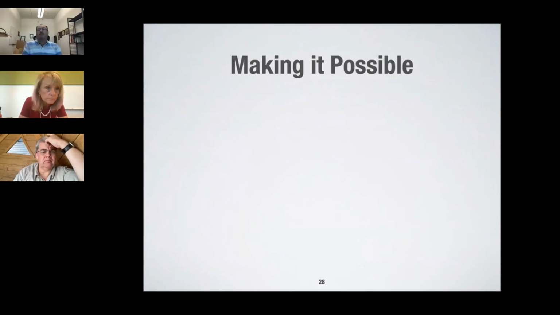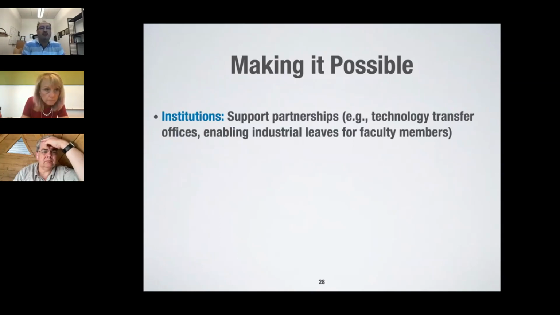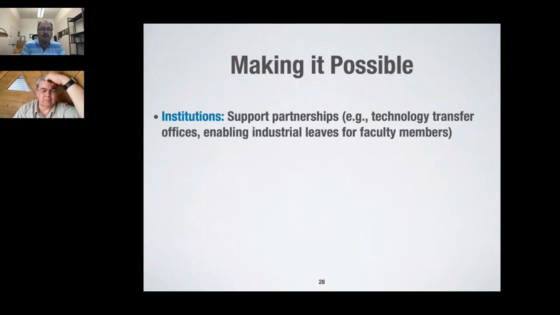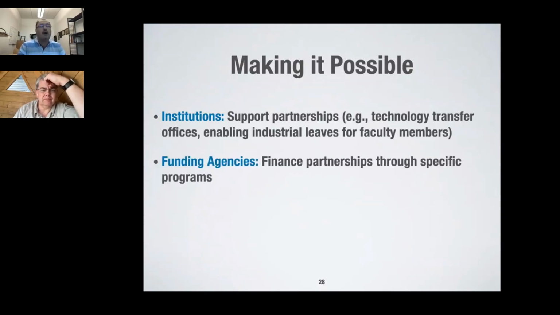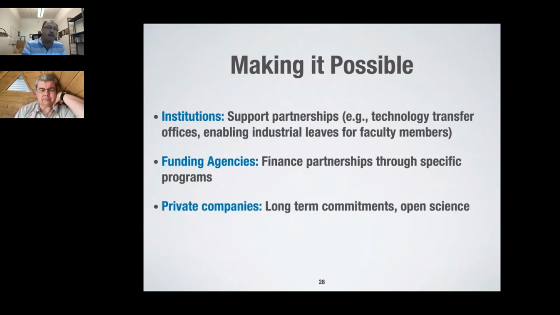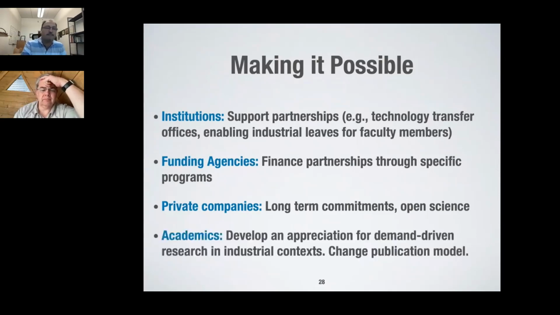But to promote such a research model, everyone has a role to play. Institutions need to support such partnerships through technology transfer offices by enabling industrial leads for faculty members and other things. Funding agencies need to support such activities through specific programs. Private companies need to agree to long-term commitments and open science. And academics need to develop an appreciation for demand-driven research in industrial contexts. And though I'm not going to go into details, this also has an impact on our publication model.